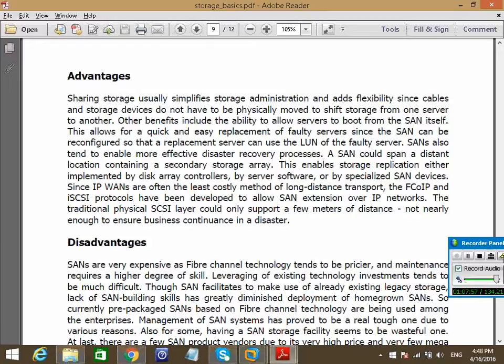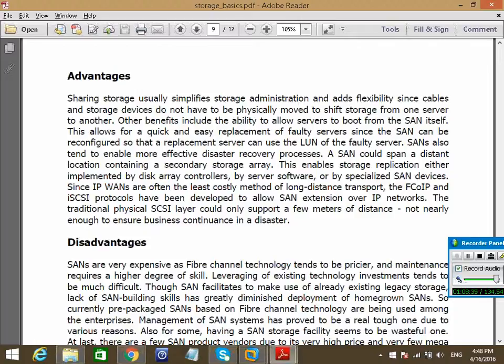sharing storage usually simplifies storage administration and adds flexibility, since cables and storage devices do not have to be physically moved to shift storage from one server to the other. Other benefits include the ability to allow servers to boot from the SAN itself. This allows for a quick and easy replacement of a faulty server, since the SAN can be reconfigured so that the replacement server can use the LUN of the faulty server. The LUN which is being used can be reused on a new server.